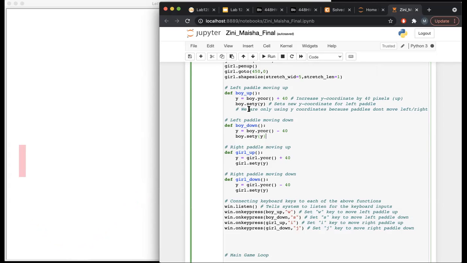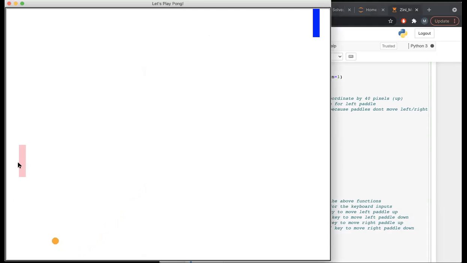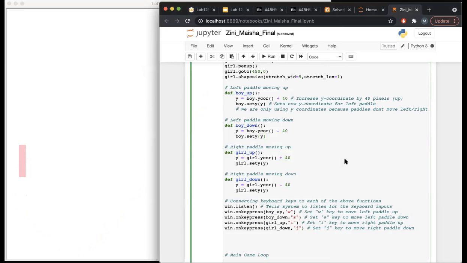So the first function, def boy up, defines the way the left paddle moves upwards. So y is equal to the y coordinate of boy, plus 40. That means that with each click, or every time you move this paddle, it goes up by 40 pixels. And boy.setY sets this new y coordinate for the left paddle. Once again, we're only using y coordinates because these paddles are stuck at the x coordinate of 450, and they can only go up and down.